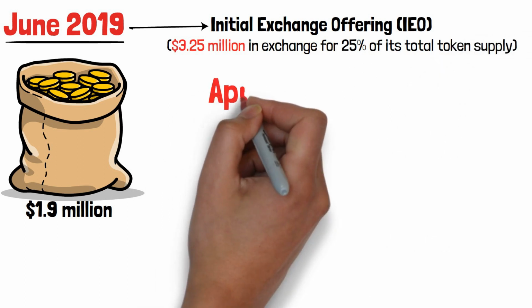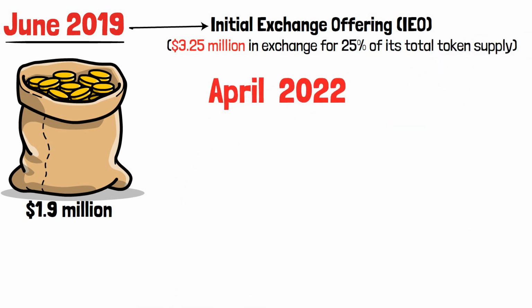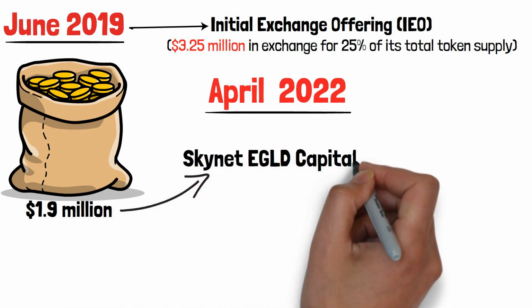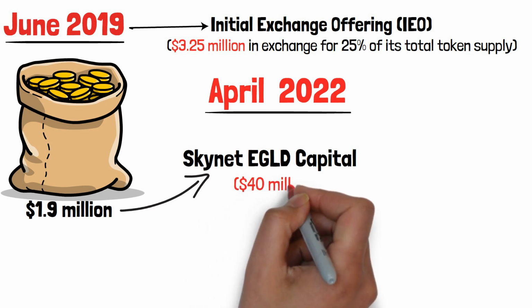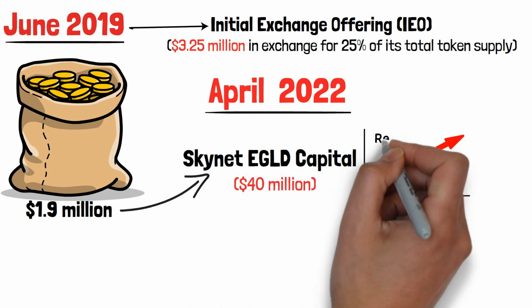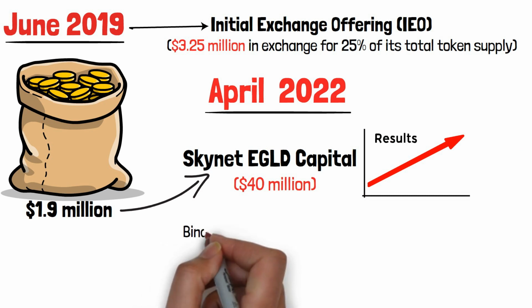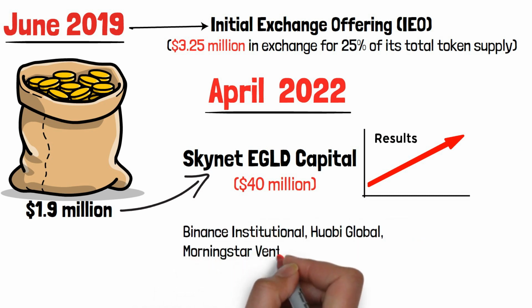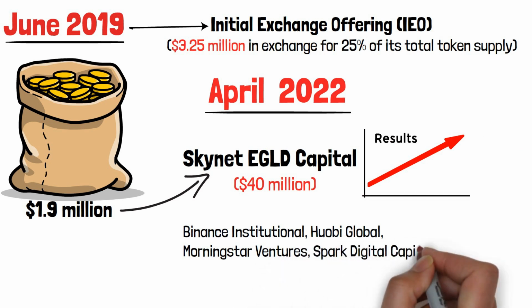More recently, in April of 2022, the investment fund focused on growing the Elrond network, known as Skynet EGLD Capital, raised more than $40 million to further accelerate the development of the ecosystem. Financial backers were leading industry companies, including Binance Institutional, Huobi Global, Morningstar Ventures, Spark Digital Capital, and more.